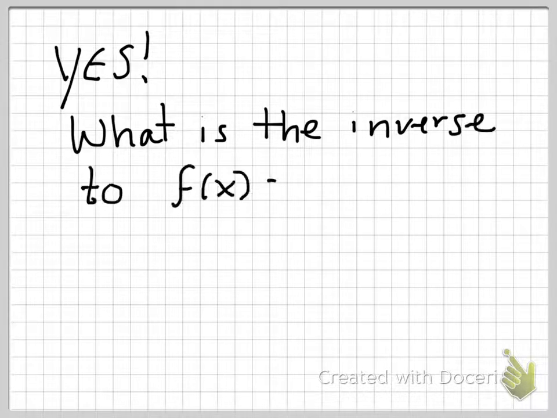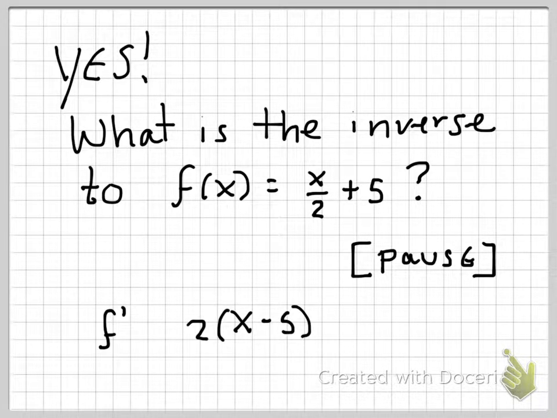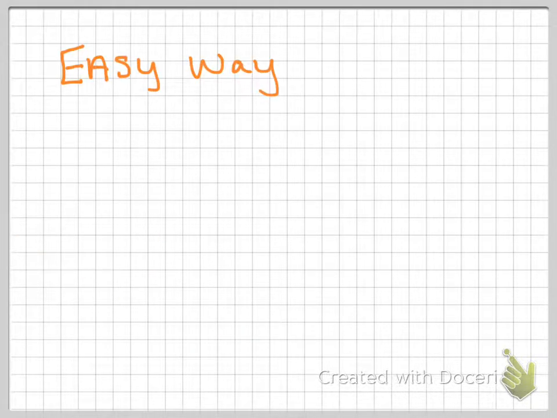Try this one on your own. What is the inverse of f of x is equal to x divided by 2 plus 5? Pause the video. Alright, so what I came up with is f inverse of x is equal to 2 times (x minus 5) as my inverse. Notice I have a little tilde sign there. That is the inverse sign.